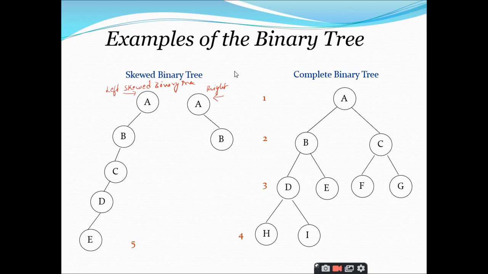But here in the skewed binary trees, if it is a left skewed binary tree, you always impose a restriction that every node should have only one left child. And in the right skewed binary trees, you impose the restriction that every node should have only one right child, right? And this is important.